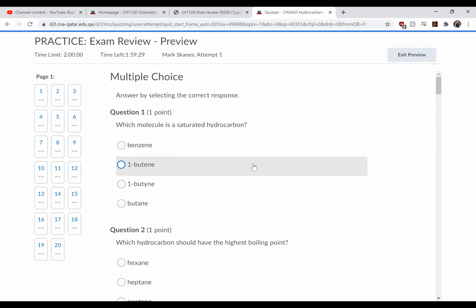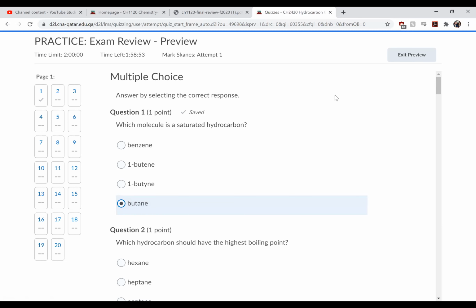These are honestly a very good review. Multiple choice, question number 1. This is a pretty easy question. What do you guys think? Which of these molecules here is a saturated hydrocarbon? I'll go over what saturated means in a minute. I think benzene. Okay, benzene, and any other answers? You're close. Butane. Yeah, butane, exactly. So the answer to this one is butane.